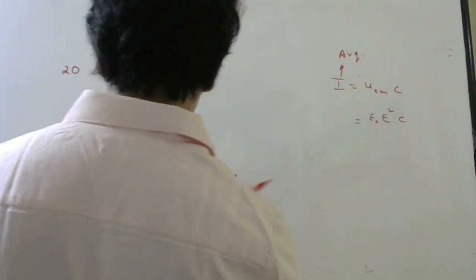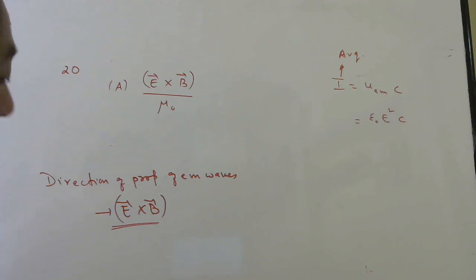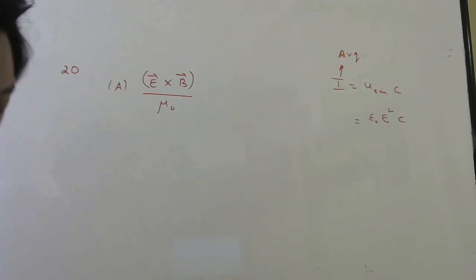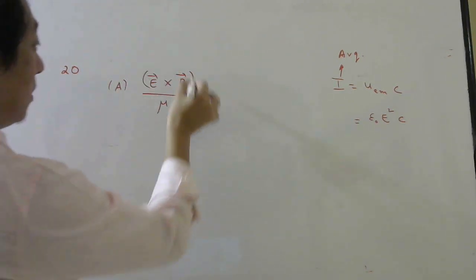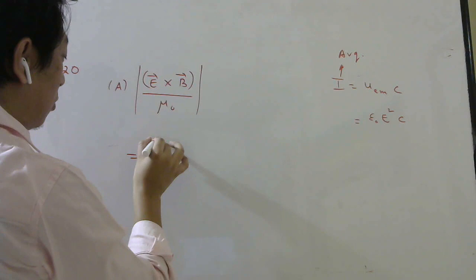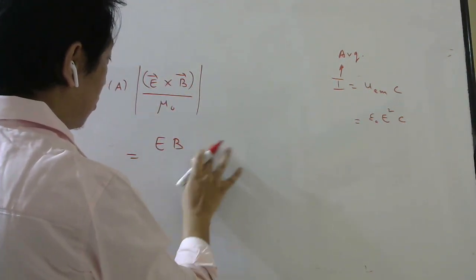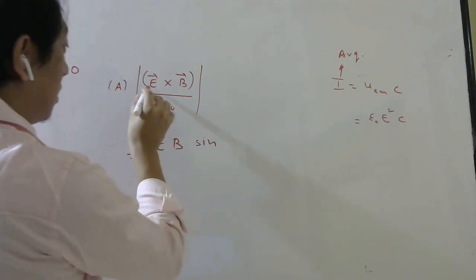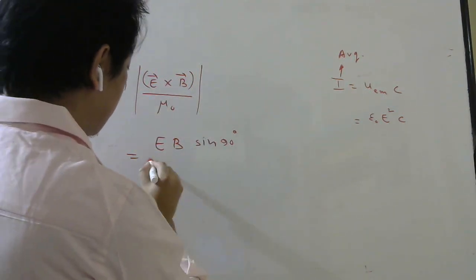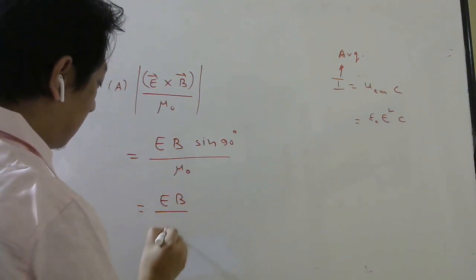So let us check whether this magnitude will become this or not. First option. Direction wise it is correct. Magnitude wise they are saying this should be your average intensity. So if you take the magnitude of this, what will you get? EB cos, sorry, it is a cross product, so sine. You know that these two vectors are always perpendicular, so sine 90, by mu naught. So EB by mu naught.